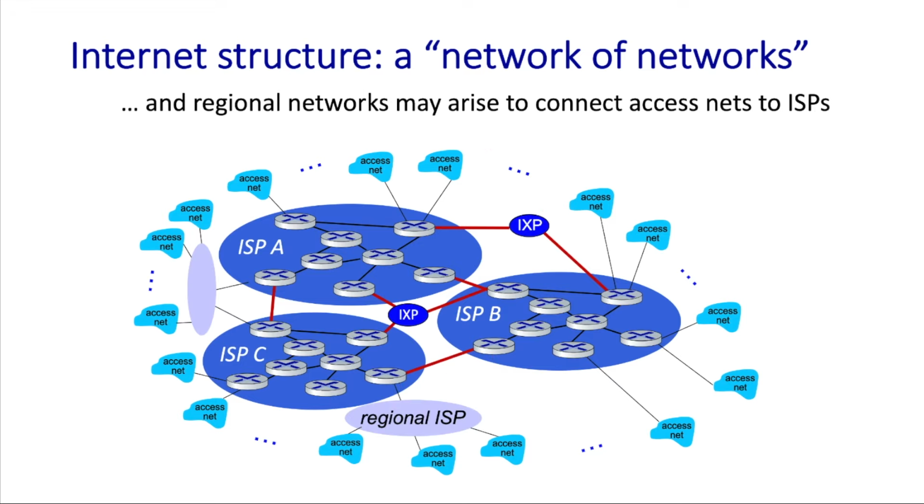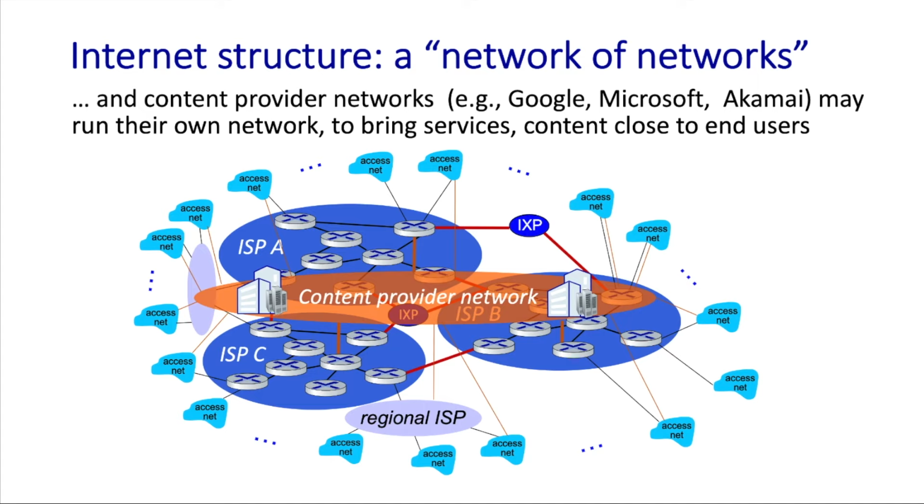Regional networks might form to interconnect access networks closer to home and also connect to the global backbone. In the state of New York, NYSERNet, the New York State Education and Research Networks, is an example of a regional network that provides internet access to universities, colleges, museums, healthcare facilities, and K-12 schools. And then content providers like Google or Microsoft, Amazon, Akamai might want to run their own global networks, which in fact they do, to bring their services and content close to the end users.